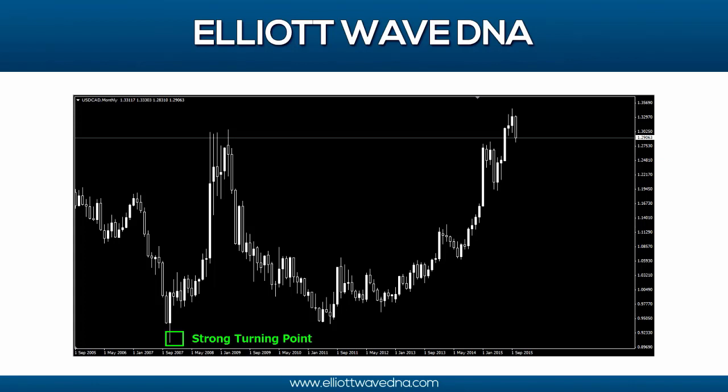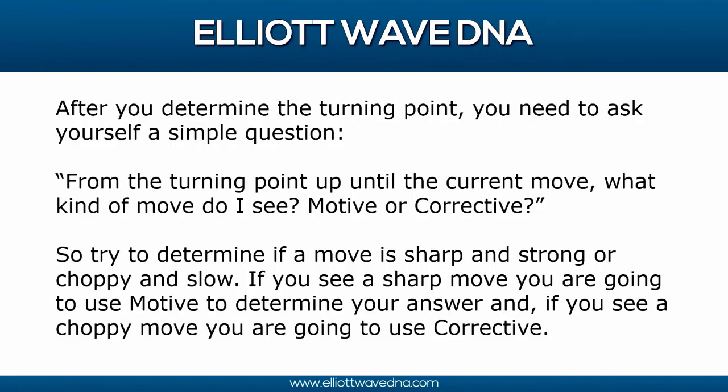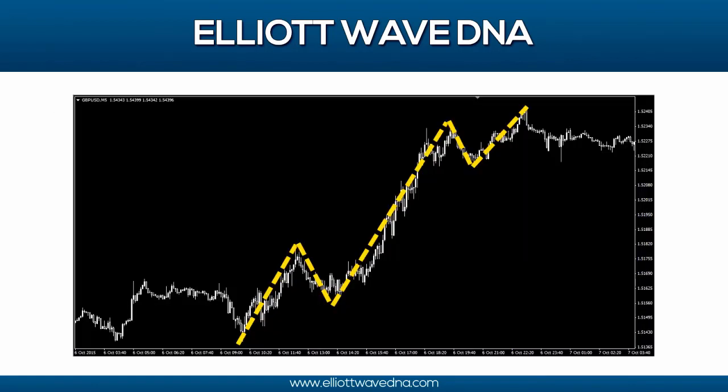After you determine the turning point, you need to ask yourself a simple question. From the turning point up until the current move, what kind of move do I see? Motive or corrective? So try to determine if a move is sharp and strong or choppy and slow. If you see a sharp move, you're going to use motive to determine your answer, and if you see a choppy move, you are going to use corrective.